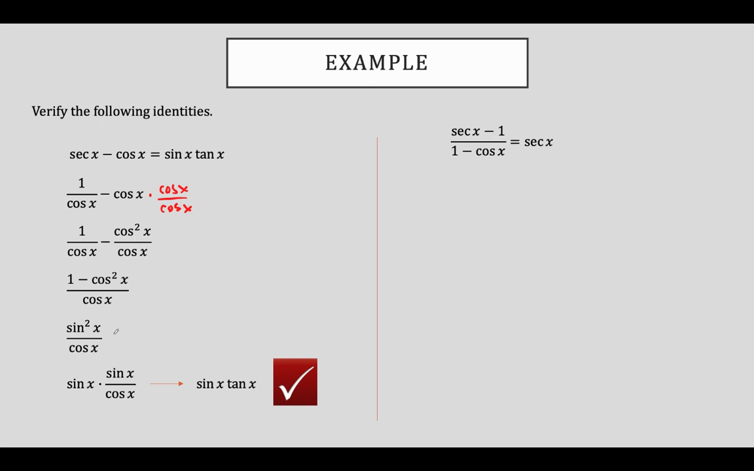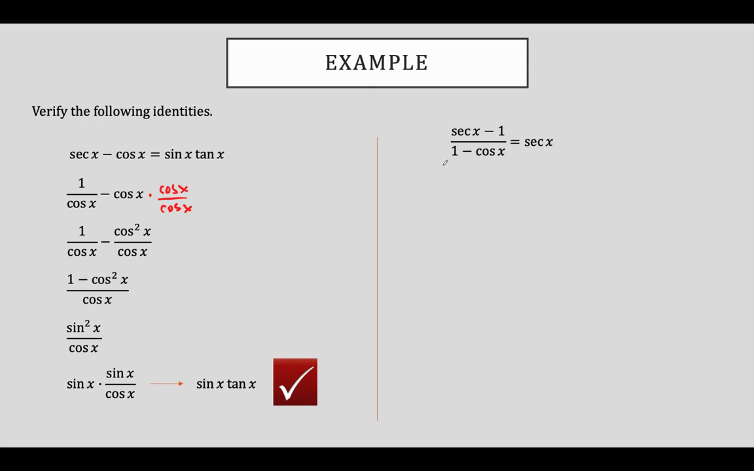Here, (secant x minus 1) divided by (1 minus the cosine of x) is equal to the secant of x. So you might recall in the last video I mentioned creating a monomial denominator by generating a Pythagorean identity. Here, in my denominator, I have a 1 minus a cosine x. Now that almost looks like a Pythagorean identity, but it is not a Pythagorean identity because I do not have a squared exponent associated with my cosine.